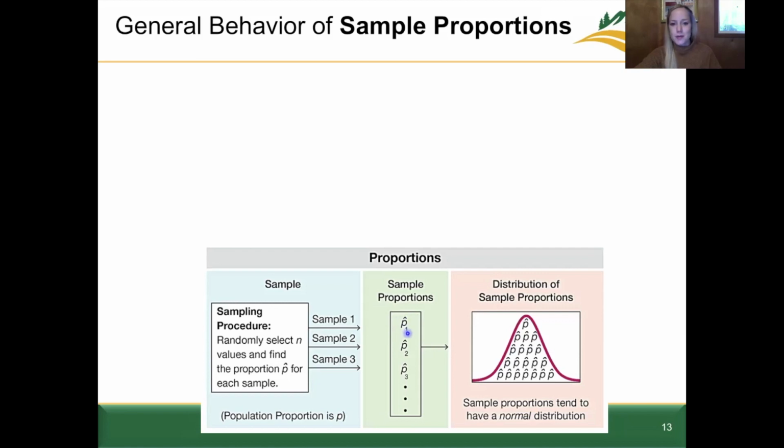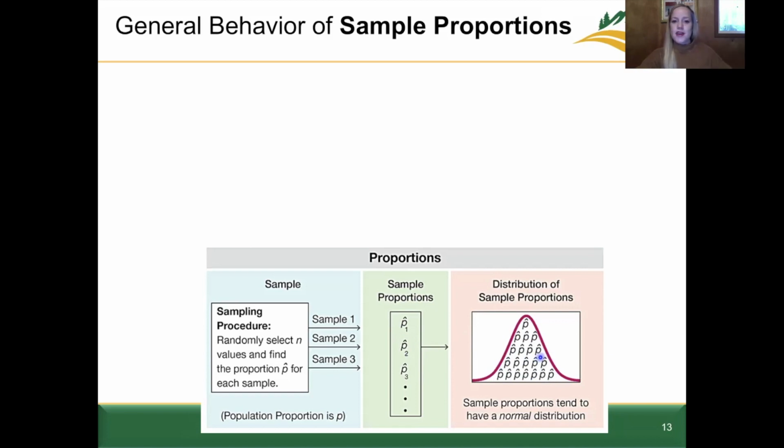So p hat 1 is for sample 1, p hat 2 is for sample 2, p hat 3 is for sample 3, and so on. If we take all of these individual sample proportions and we graph them, we're going to get a normal distribution. That is, we're going to get a distribution that's symmetric and it's bell-shaped.